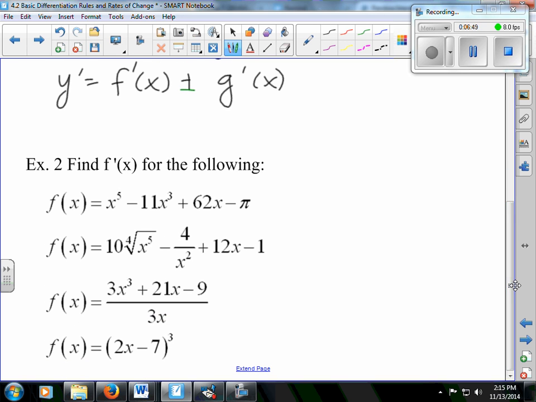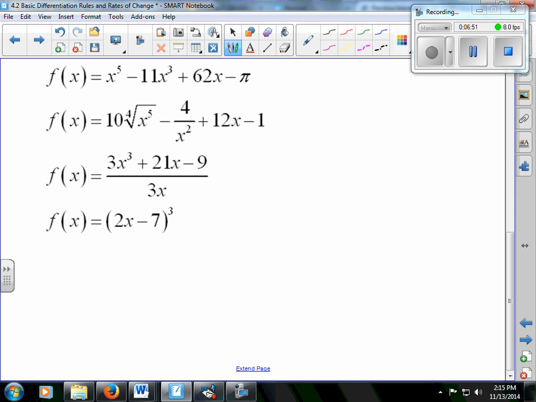Okay, so here's my next example. My next examples. I have a bunch of them listed here. Okay, so let's start with A. And so if f of x equals x to the 5th minus 11x to the 3rd plus 62x minus pi, what is f prime of x? I'm going to work that down here. So then f prime of x is going to be, well, my x to the 5th, I've done one like that. That's 5x to the 4th.